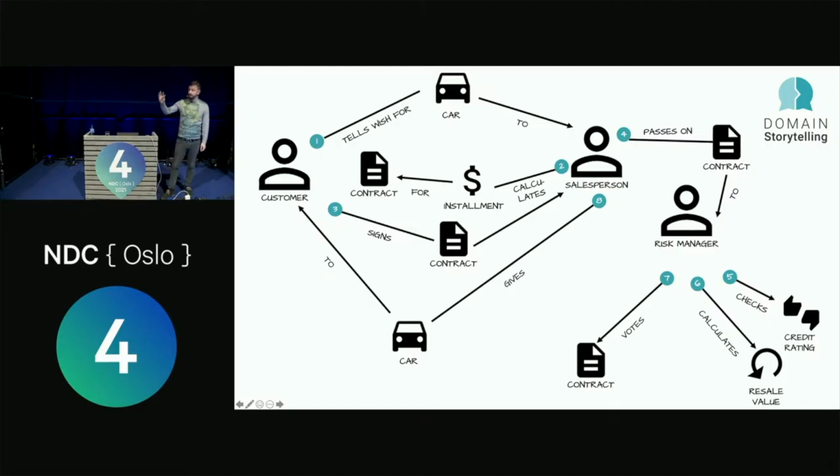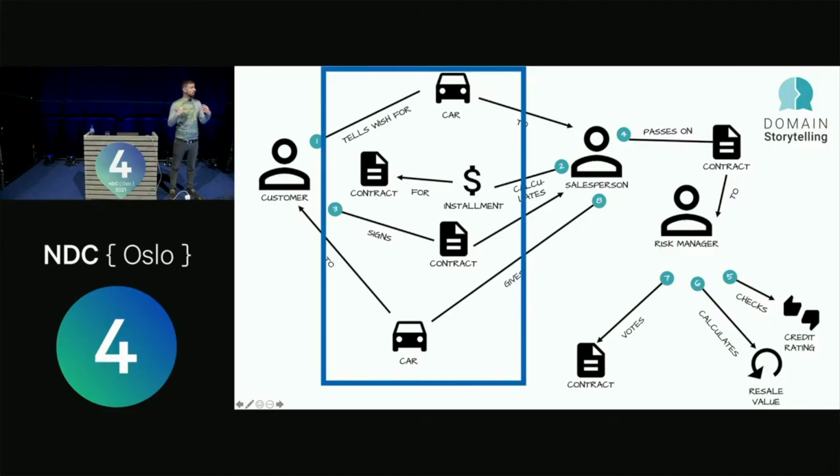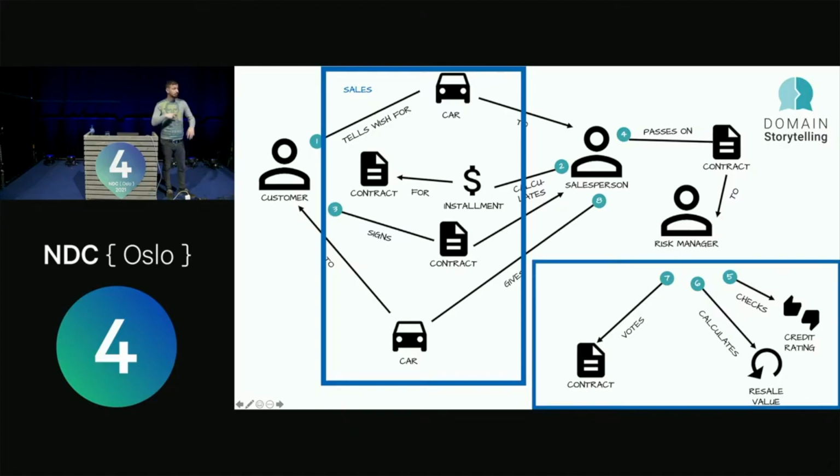And I would say in this example, we have the steps 1, 2, 3, and 8, which belong somehow together, and form what we would call a subdomain in DDD. The domain is the whole area of the world that we're building software for, and a subdomain is a part of that. And this subdomain might be called sales. And then we have another part here for the steps 5, 6, and 7, which form a subdomain on their own. And this might be called risk assessment.